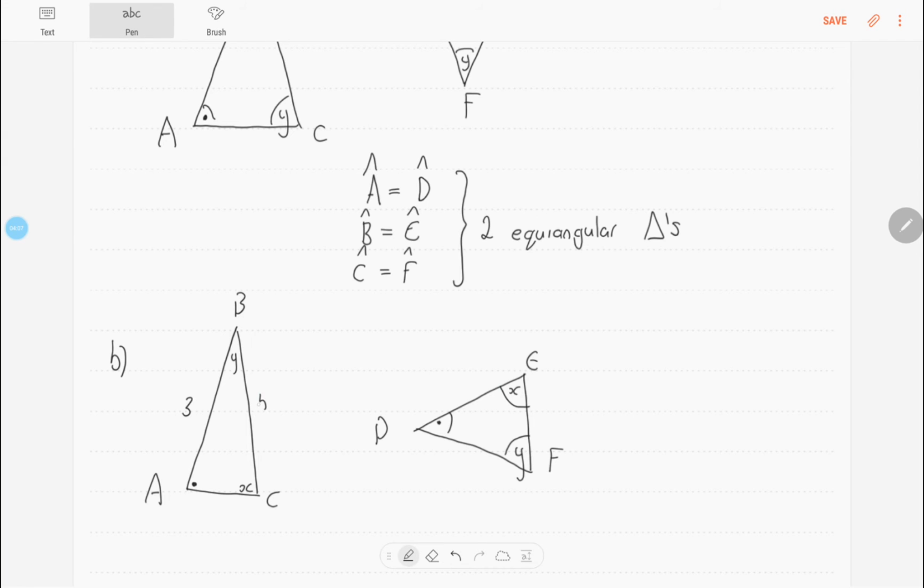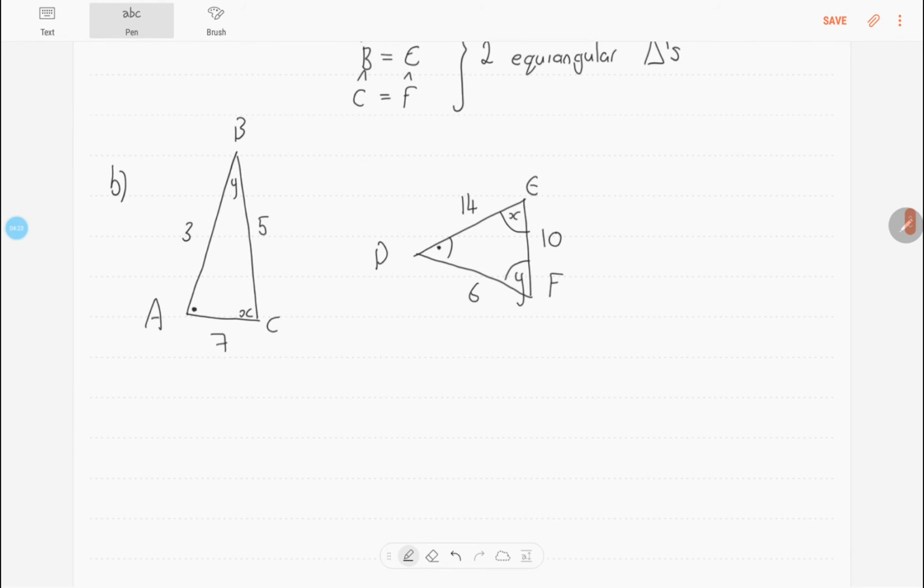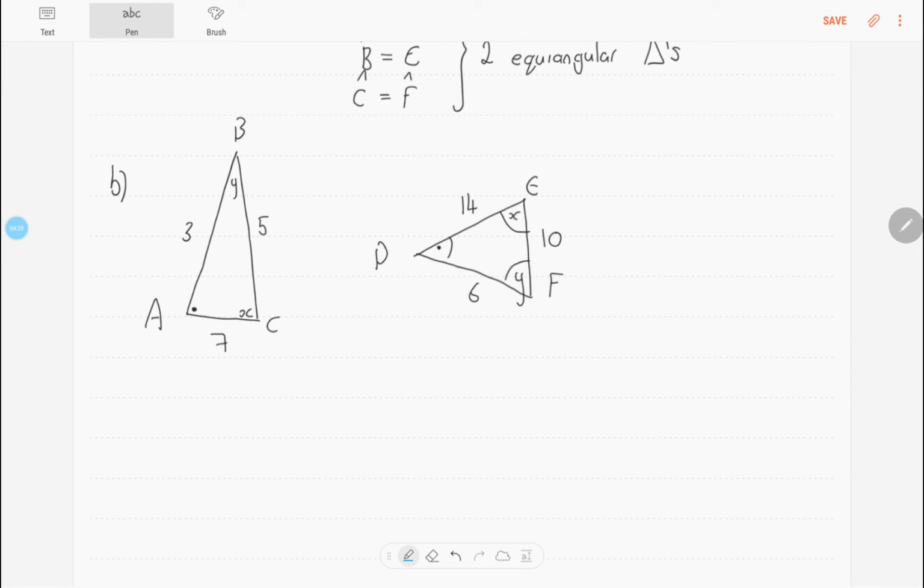Let's say AB is equal to 3, BC is equal to 5, and AC is equal to 7. DE is equal to 14, 6, and 10. We need to see if they are in proportion to one another. Now we have to pay attention to the order of things. We can see that the 3 lies between my dot and my Y, so I need to find the corresponding pair of that one. Here's our dot, here's our Y, so the one that lies between that is our 6.